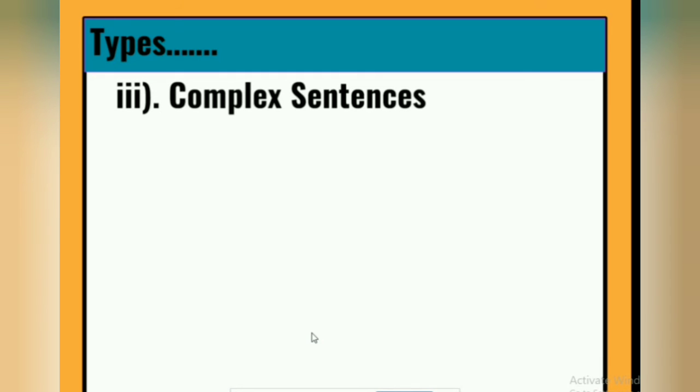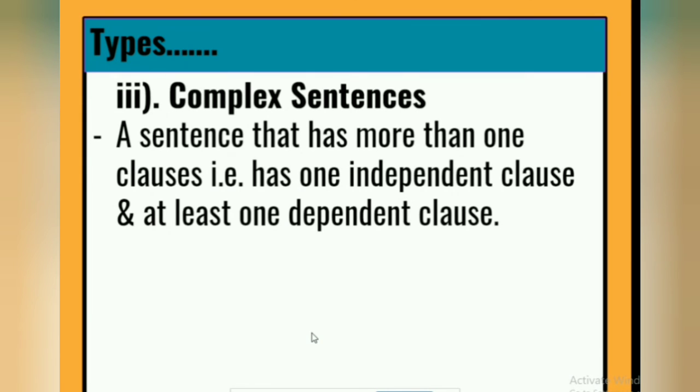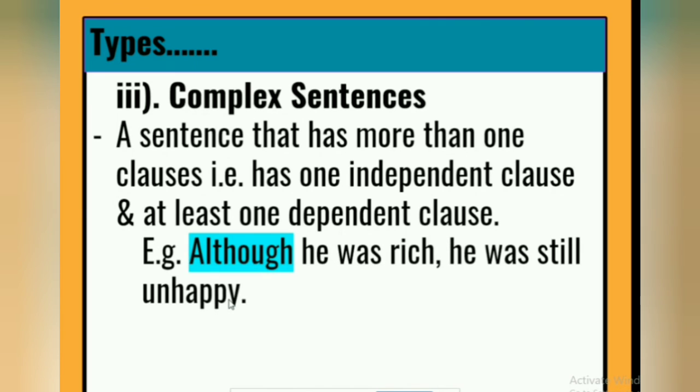Number three, we have complex sentences. What are these? A complex sentence is a sentence that has more than one clause, that has one independent clause and at least one dependent clause. A dependent clause means one that cannot stand alone and bring complete meaning. Let me give you one of the examples here. Although he was rich, he was still unhappy. So this first part here is dependent. Why? Because it cannot stand alone and bring complete meaning. For example, I can't say, although he was rich.